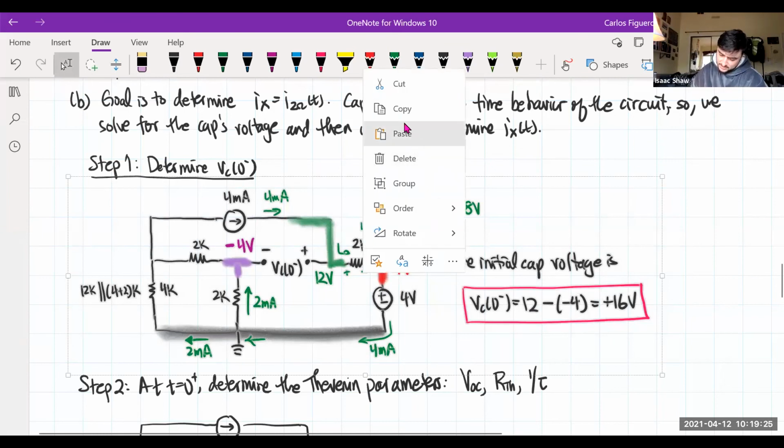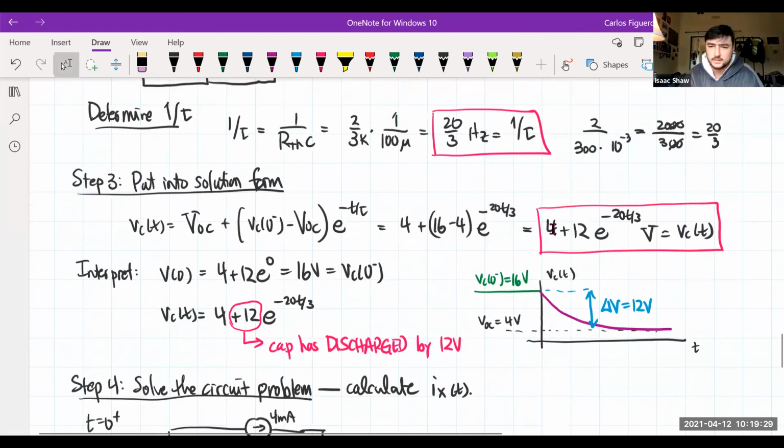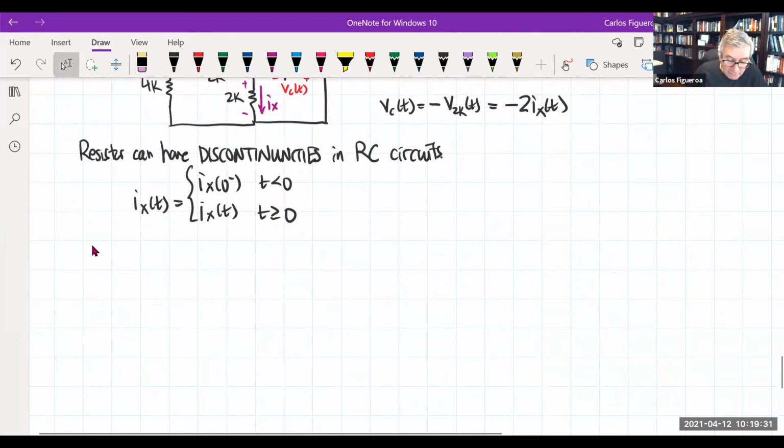Resistors can have discontinuities in RC circuits. Just current discontinuities, not voltage. Okay.